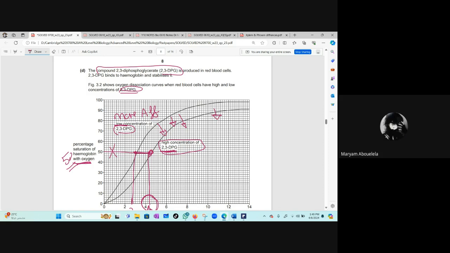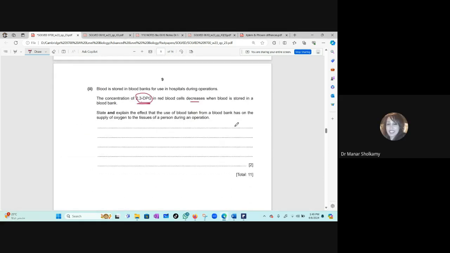Yes. Okay. And then the second part of the question, they said the blood will be stored in a blood bank. And when we take blood from blood banks, it's an advantage. Why? Because the concentration of this compound will decrease. And this is good. Why do we want the concentration of this compound to decrease? To increase the affinity of hemoglobin to oxygen. Exactly. Because the tissues in an operation, this patient needs oxygen. I want to give him oxygen. So I will give him hemoglobin with high affinity.